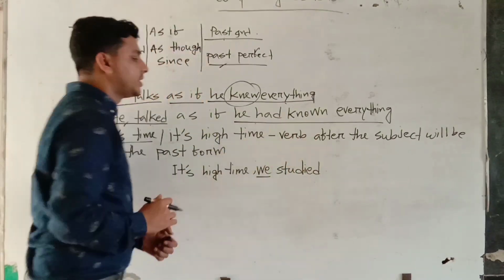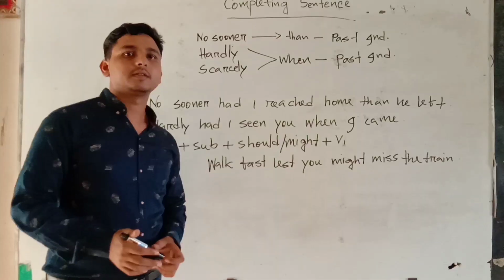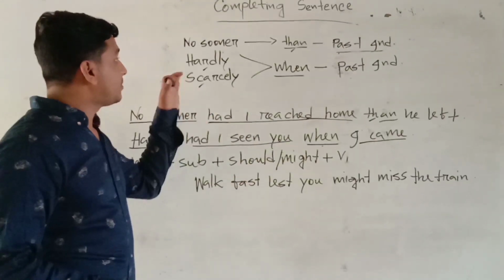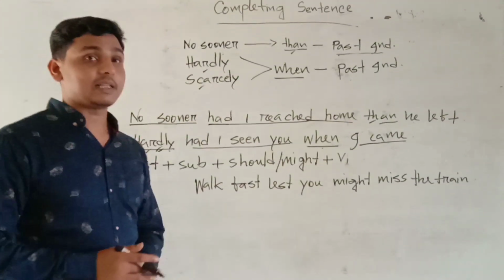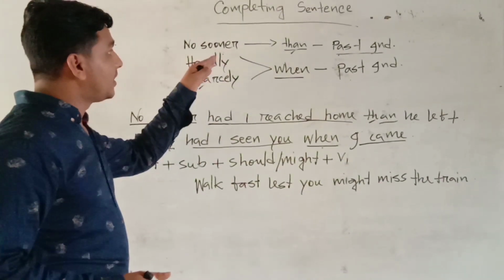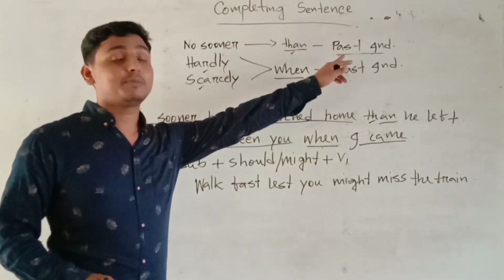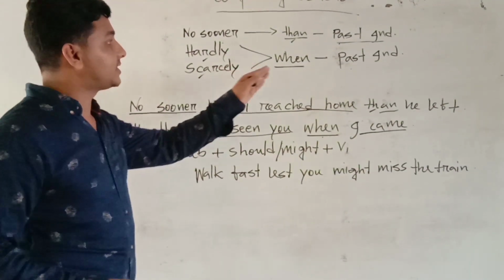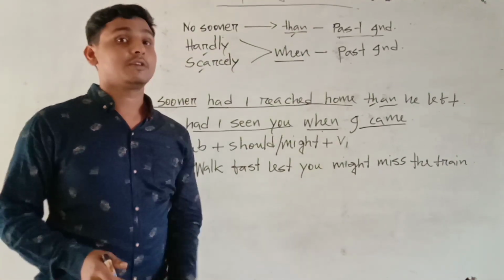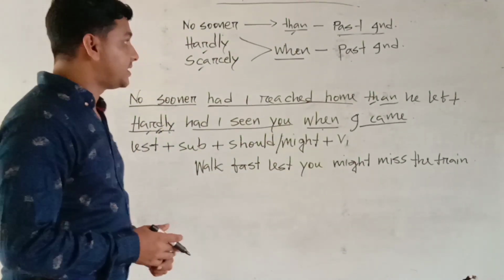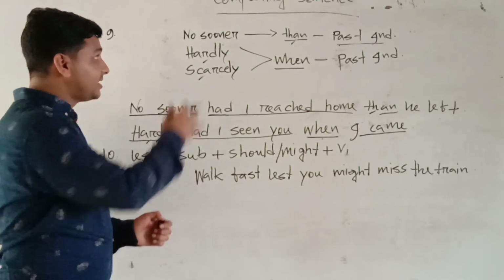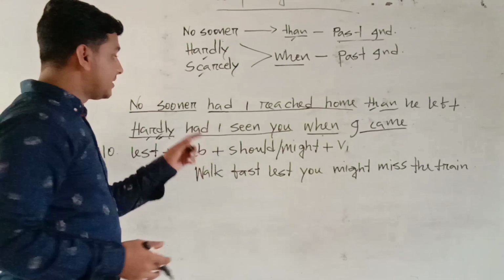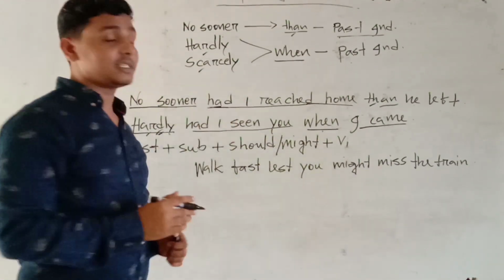We started. Okay. Rule 3. Dear students, now come to the next rules. Now I will talk about no sooner, hardly, or scarcely. Okay. In that case, no sooner will follow the connector then, and the other part of the sentence will be in the past indefinite tense. Hardly, scarcely will follow the connector when, and the other part of the sentence will be in the past indefinite tense. Okay. There is a similarity among them. After no sooner, hardly, or scarcely, the sentence will be in the past perfect tense.